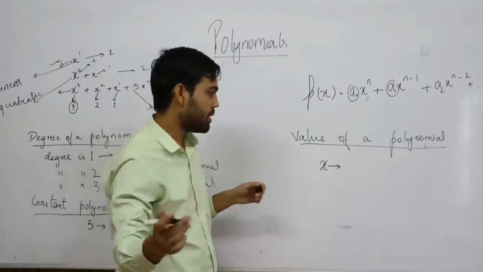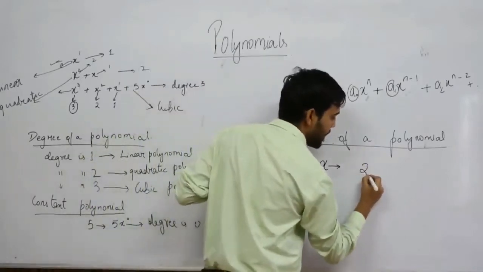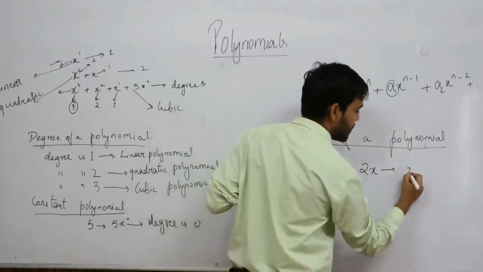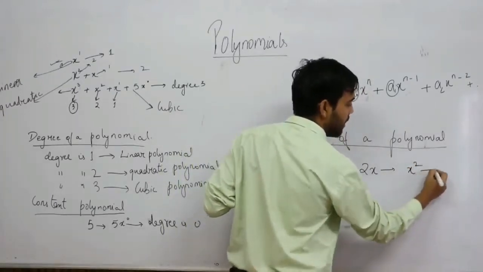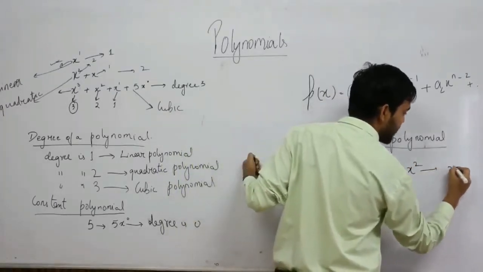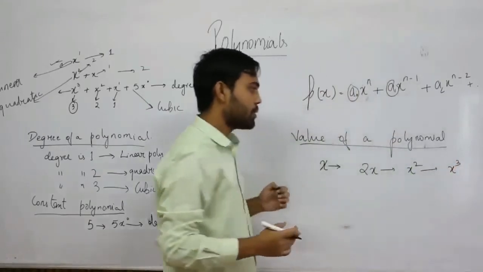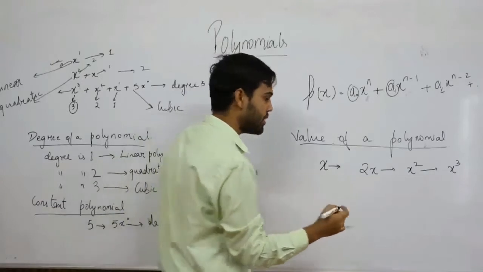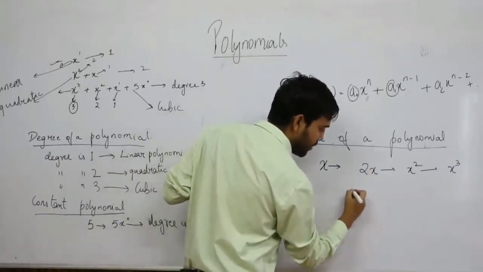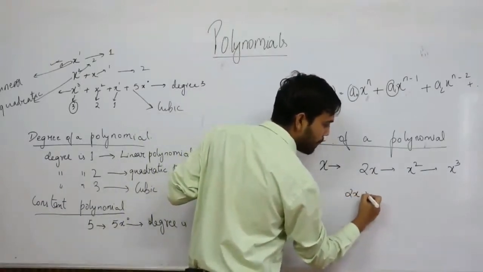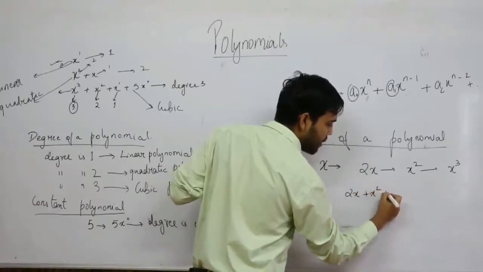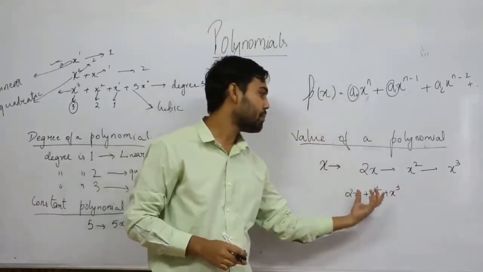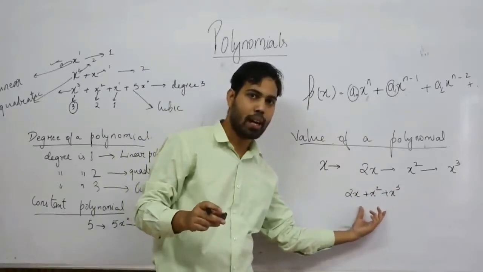Suppose your brother will give you 2X chocolates. Your mother will give you suppose X squared number of chocolates, and your father will be giving you suppose X cubed number of chocolates. So at the end of the day, how many chocolates are you receiving? You'll get 2X plus X squared plus X cubed. You'll be receiving this many chocolates.